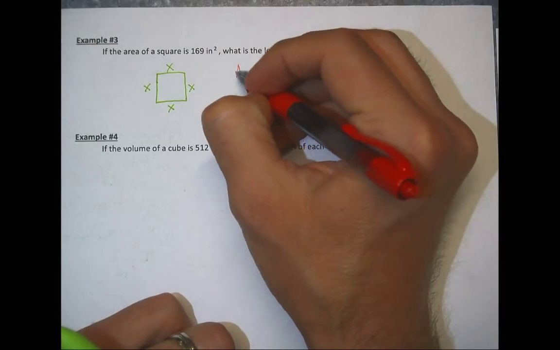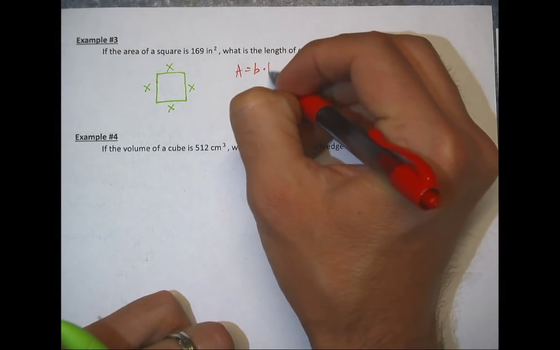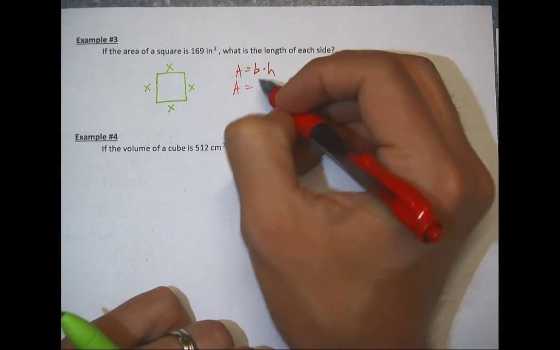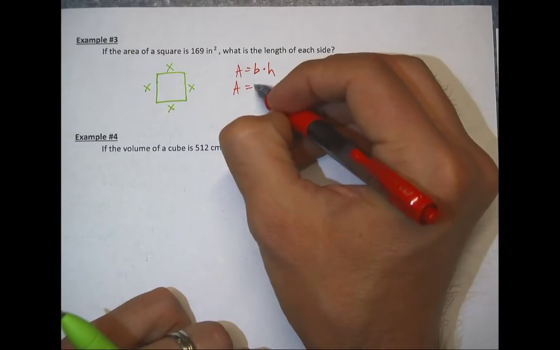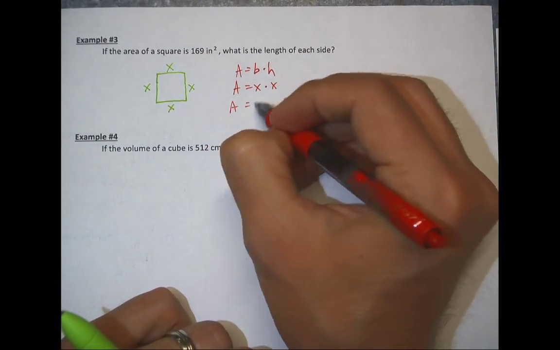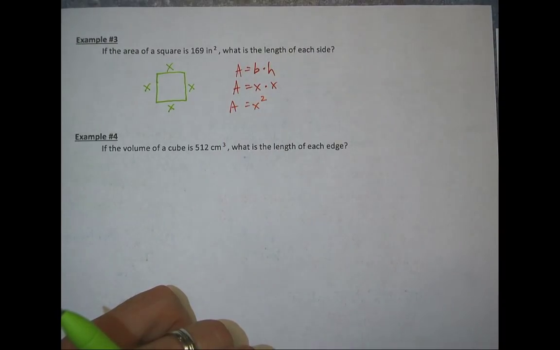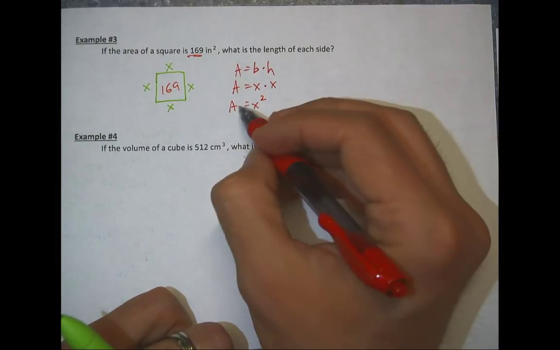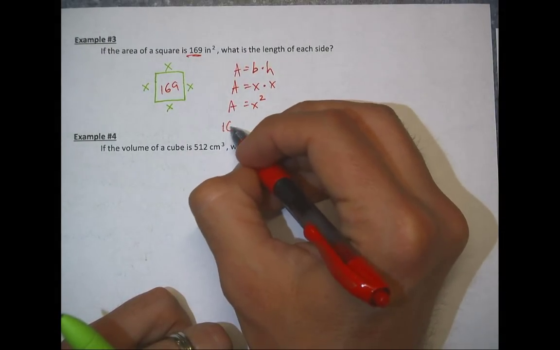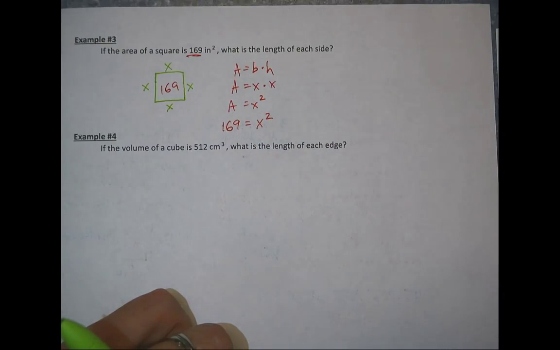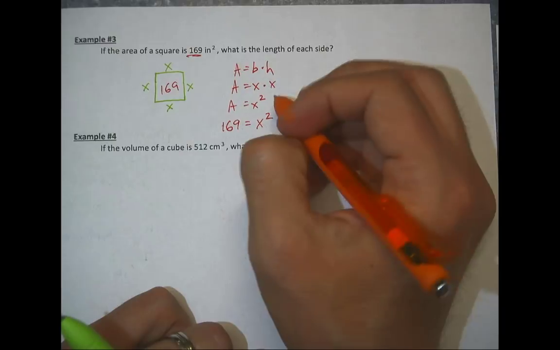So we know area is the base times the height. Well, in this case, area is going to equal, the base and the height are the same. So x times x. So that means the area is going to equal x squared. Now, they already told you that the area of this is 169. So we can plug that in for a. Area is 169, and what we want to do is figure out what's x. So what number squared gives me 169?